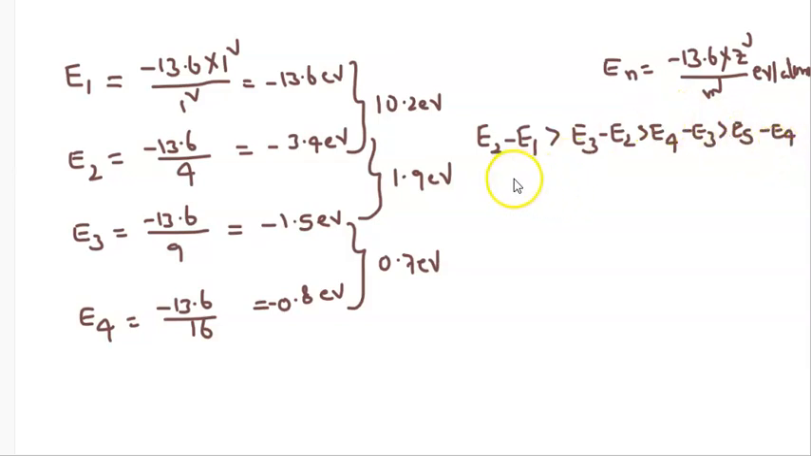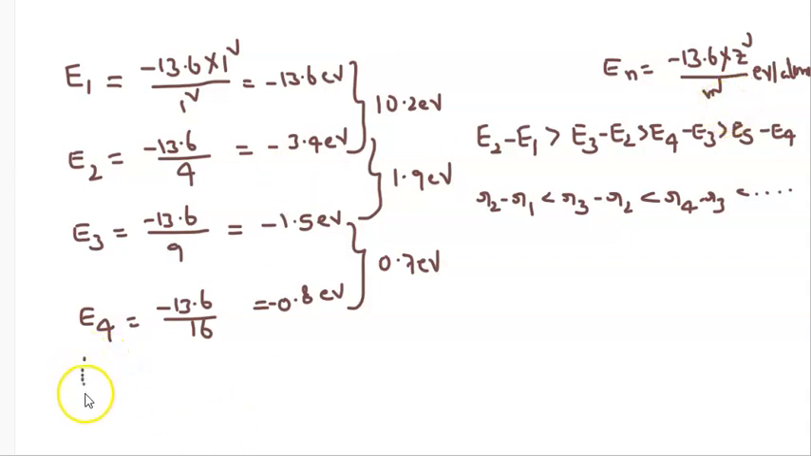But on moving away from the nucleus, the distance between the consecutive orbits is going to increase. That means R2 minus R1 is less when compared to R3 minus R2, which is less when compared to R4 minus R3. That means on moving away from the nucleus, the consecutive energy difference decreases, but the distance between the successive orbits increases.